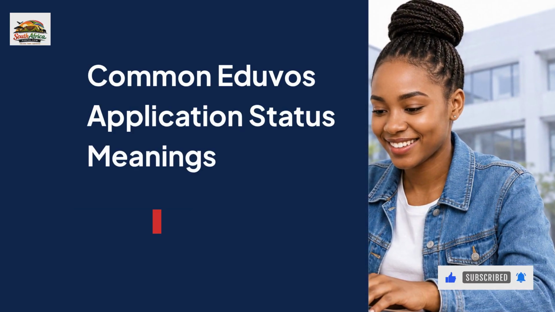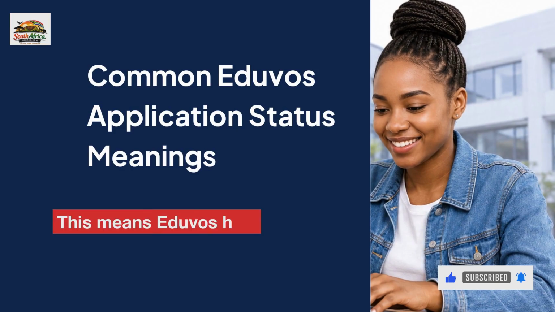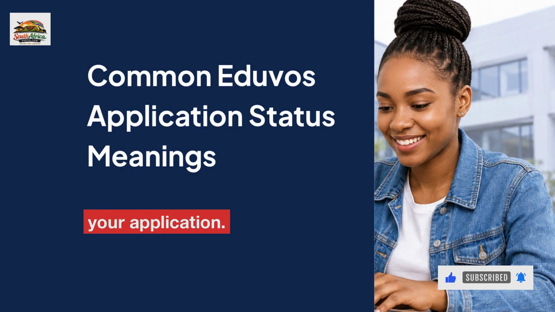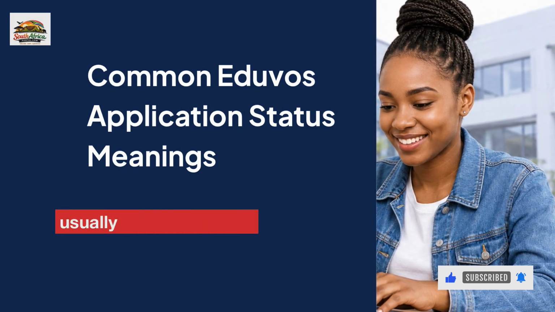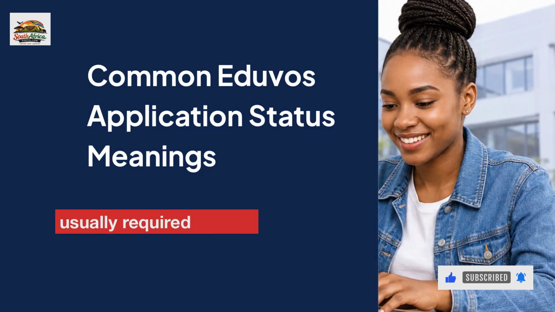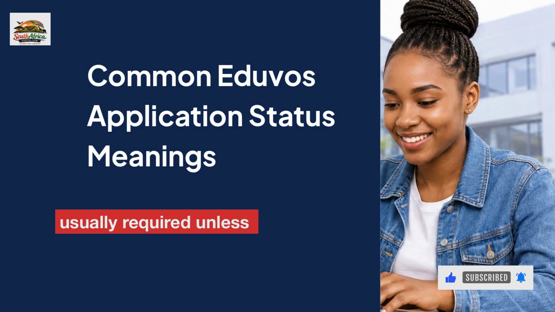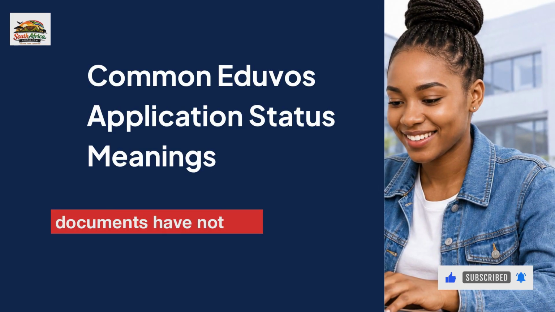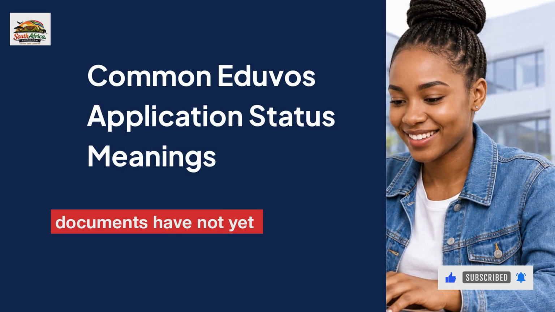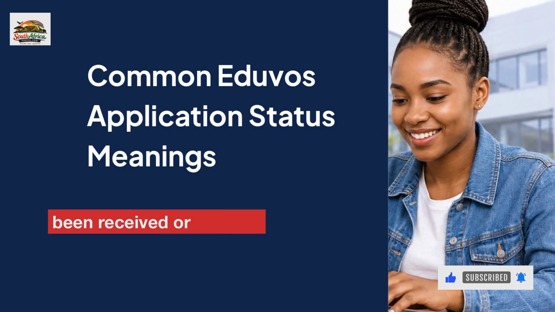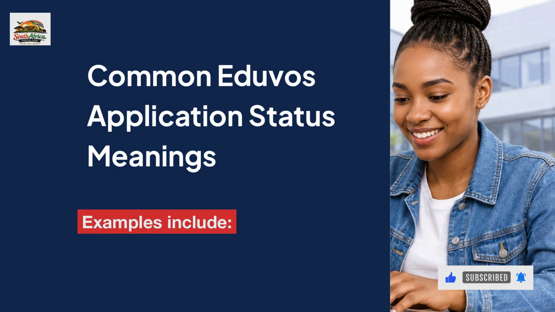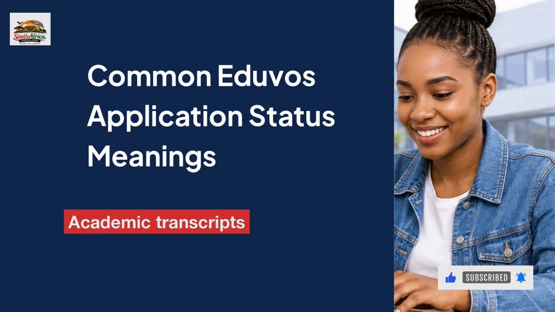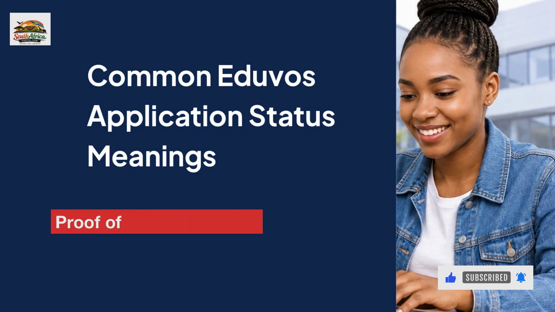Application received. This means Eduvos has successfully received your application. No further action is usually required unless requested. Documents outstanding. Some required documents have not yet been received or verified. Examples include certified ID or passport, academic transcripts, grade 12 results, and proof of payment where applicable. Upload the missing documents as soon as possible.